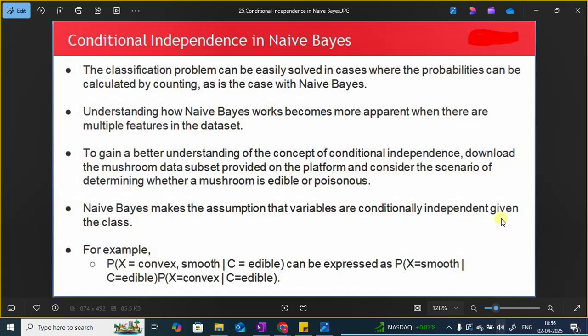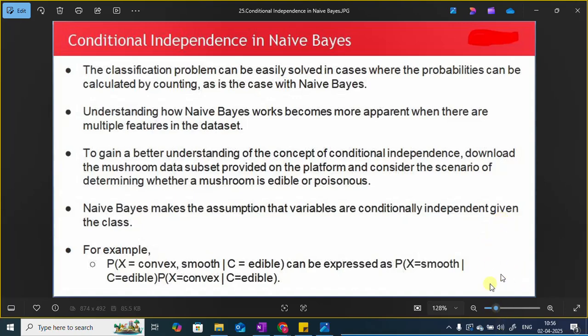The classification problem can be easily solved in cases where the probability can be calculated by counting, as is the case with Naive Bayes. Understanding how Naive Bayes works becomes more apparent when there are multiple features in the dataset. To gain a better understanding of conditional independence, download the mushroom data subset provided on the platform and consider the scenario of determining whether a mushroom is edible or poisonous. Naive Bayes makes the assumption that variables are conditionally independent given the classes.